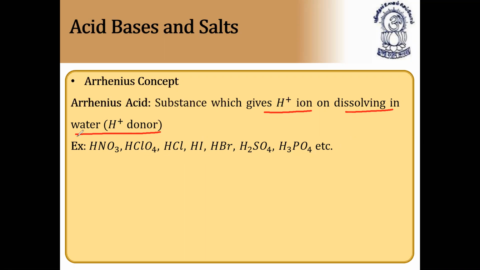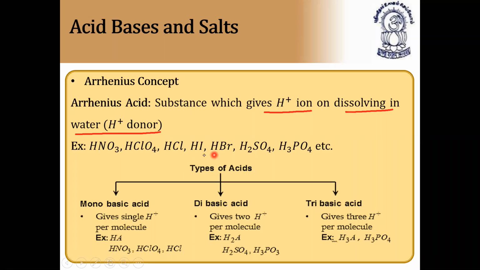So what is an acid according to Arrhenius theory? An acid is a substance which gives only H plus ions on dissolving in water. And a base is a substance which gives OH minus ions. We'll discuss types of acid now, and after that we'll go for bases. We have three types of acids.